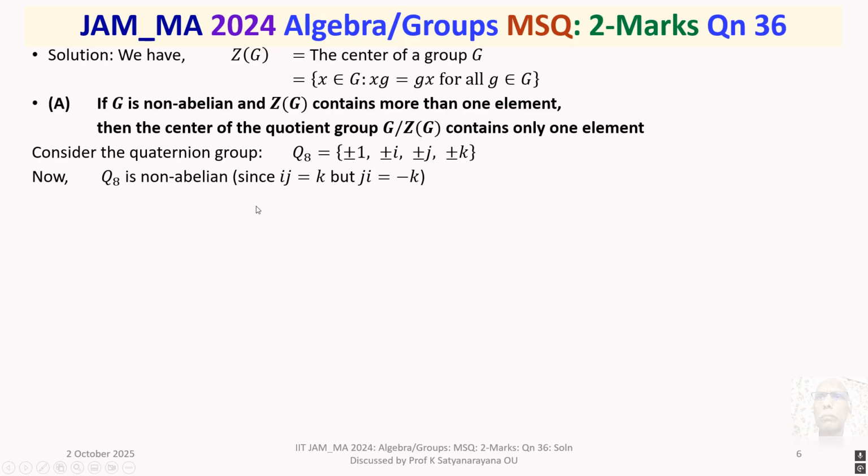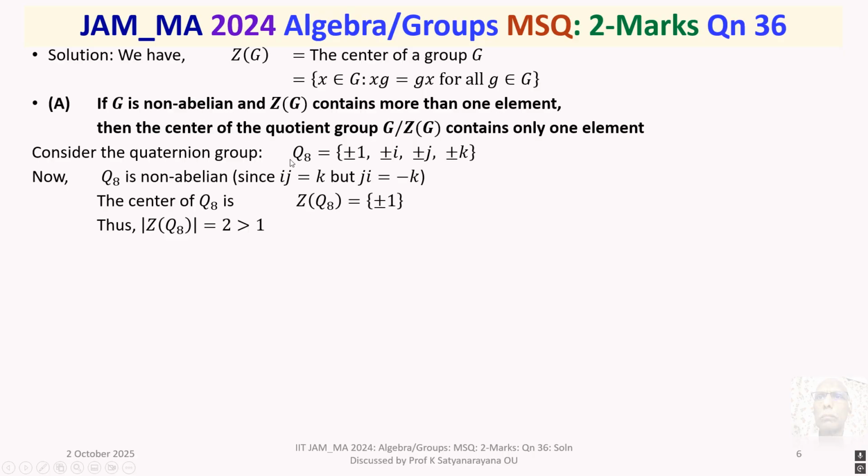Q8 is non-abelian. We are familiar with the Quaternion group, right? Now the center of the Quaternion group Q8, Z(Q8), is plus or minus 1. It's a very simple exercise which you can very easily see. So 1 commutes with every element of Q8, minus 1 also commutes with every element, and no other elements do. Thus the order of the center of Q8 is equal to 2, greater than 1. So the hypothesis is satisfied.